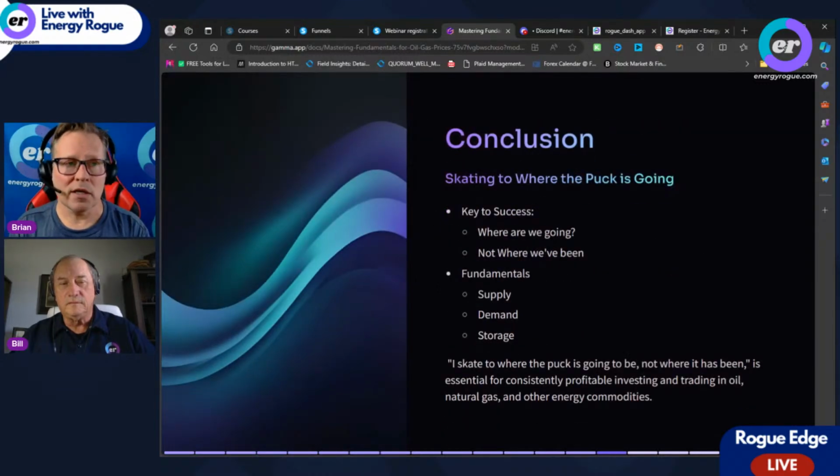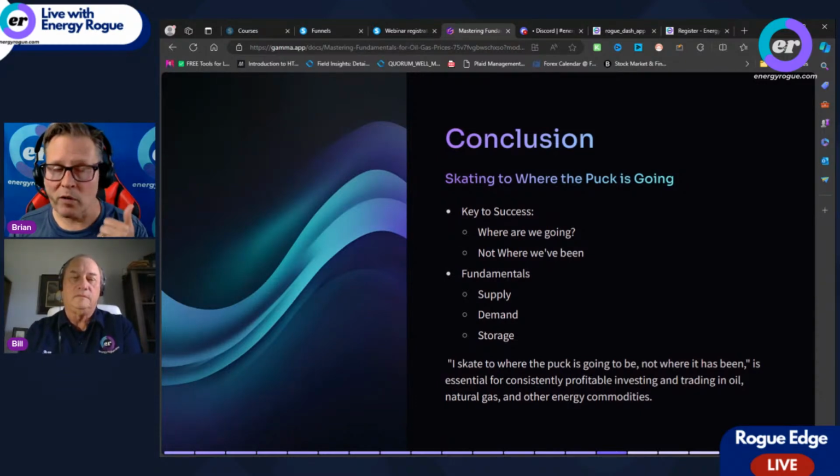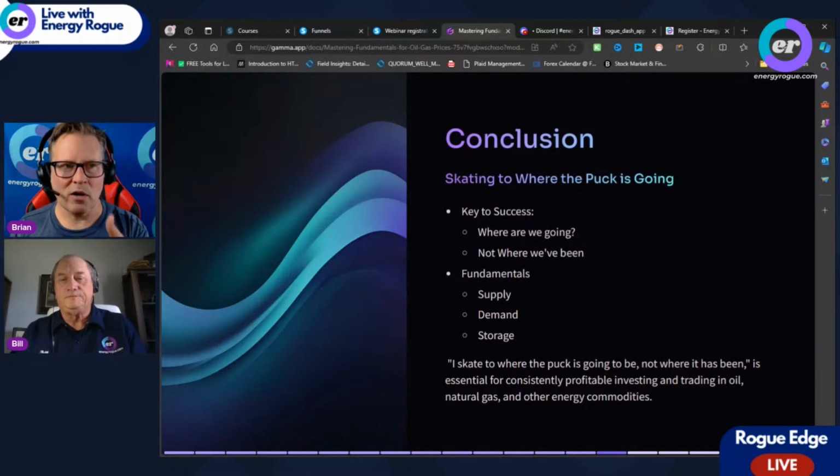So in conclusion, skate to where the puck is going. What is the key to success? Where are we going, not where we've been. Where we've been is important, but you have to look at it relative to where we are today and where we're going tomorrow. Three aspects: supply, demand, storage. Those are the three levels. Skate to where the puck is going to be, not where it has been.